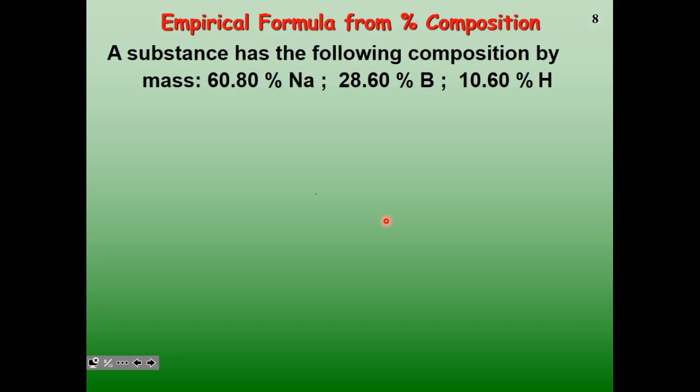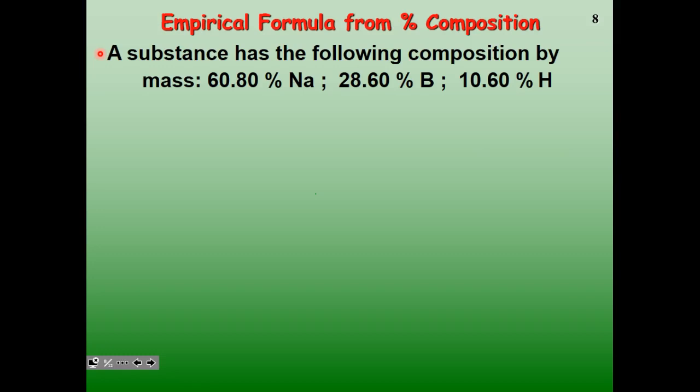So there's one additional type of problem that you might get, and it's not too much different, but it's a little different. So here's an example. We'll talk about how it's different and what you're going to do. In this example, it says a substance has the following composition by mass. It's 60.8% sodium, 28.6% boron, and 10.6% hydrogen.